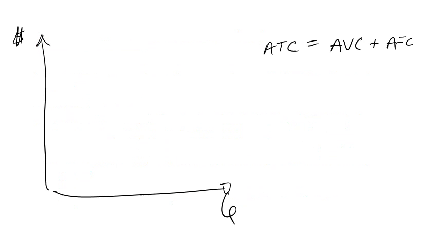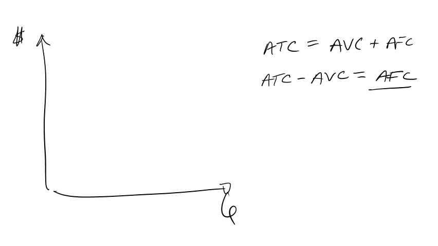Okay, so let's graph these. We're normally only going to graph ATC and AVC, and the reason that's going to work that way is because if we have those two, we can always solve for AFC. AFC is going to be the vertical distance between those two.